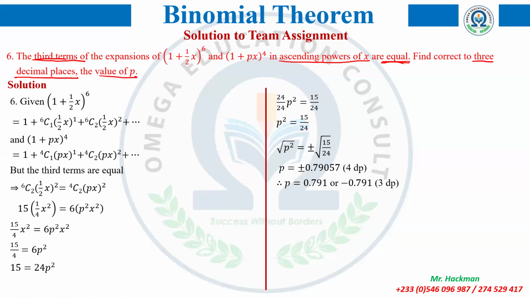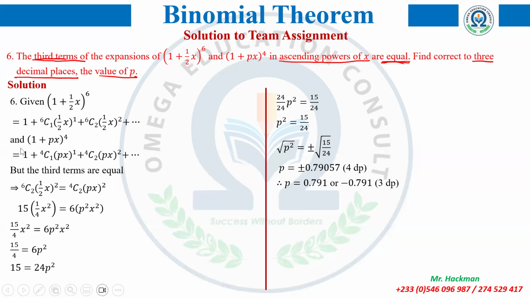That is one way. Another way, once you know how to find the general term of any binomial expansion, is to use the general term to find the third term of each, then equate. But I'm not going to go that route. I'm going to expand this up to the third term, pick the third term and work with it, and expand the other one also up to the third term, pick the third term and work with it.